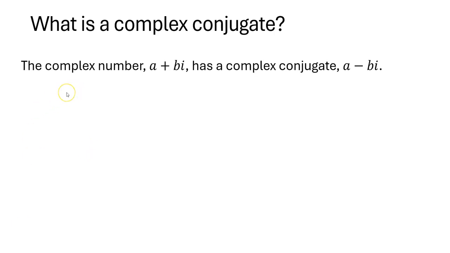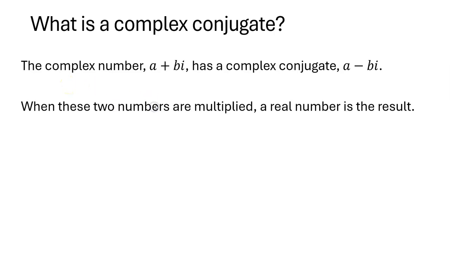So remember that a complex number in standard form is a plus bi. The complex conjugate is a minus bi. So notice essentially the same standard form there, except instead of a positive, we have a negative. We're going to flip that sign of the complex term in order to get the conjugate. When these two numbers are multiplied together, a real number is the result.